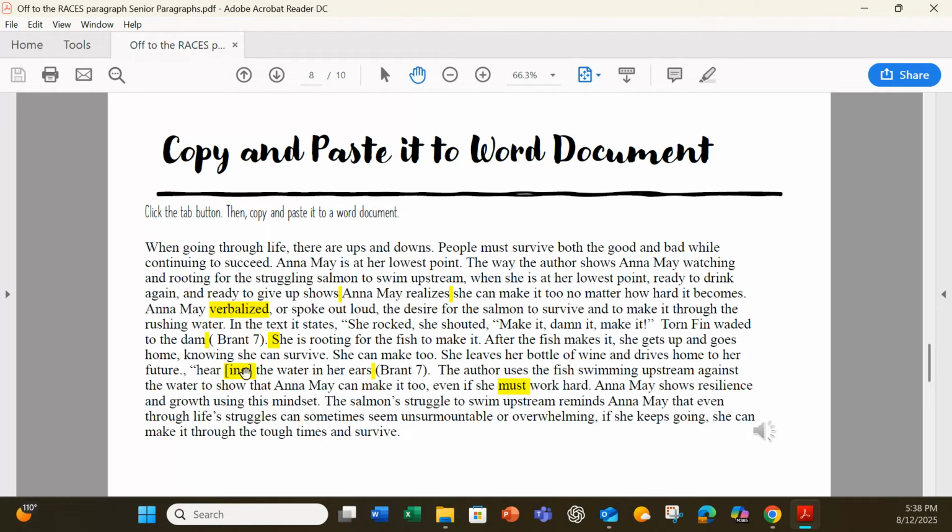I want to point out here that the quote was, "hear the water in her ears." But it didn't flow with my paragraph. So I went ahead and made it flow by changing the ending of the word. Anytime you change the endings of words or add words to quotes, you have to put them in brackets. The only time you do that is when you do want it to flow. Okay? So I also took the period out here and I changed "has to work hard" to "must work hard," a much more forceful word.